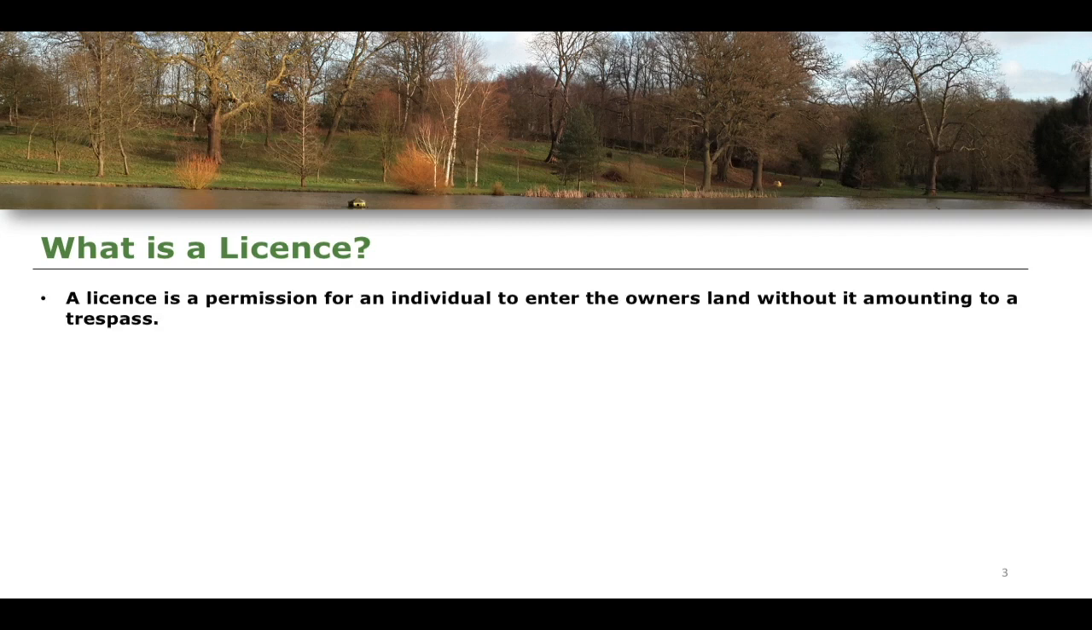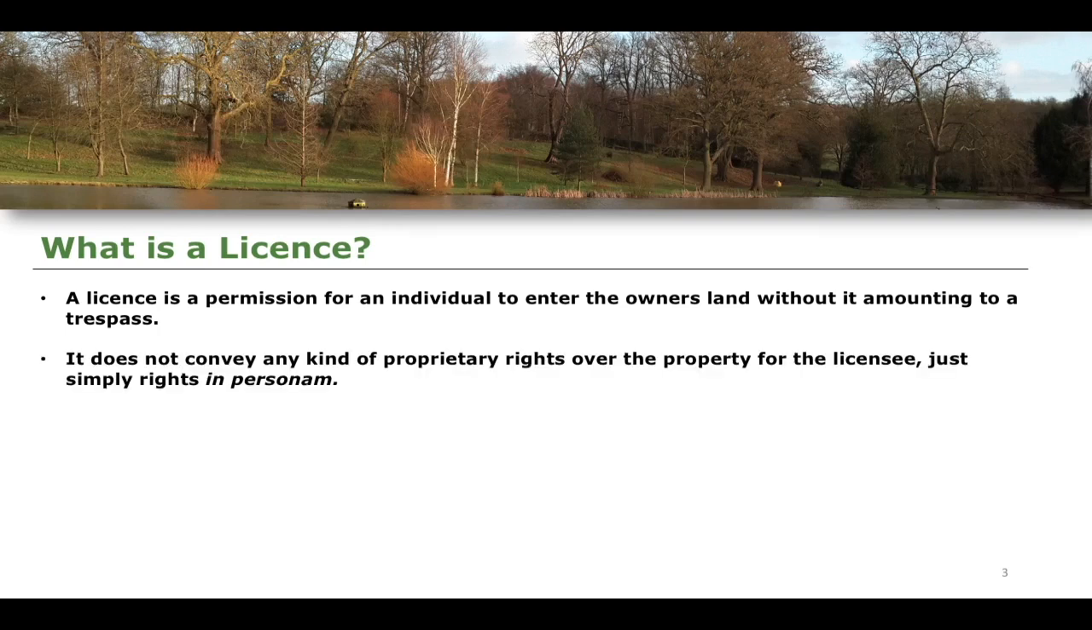So, the first question that I have to ask is, what is a license? A license is simply a permission for an individual to enter the owner's land without it amounting to a trespass. Simple as that. And obviously from that potentially broad and enlightening definition, we can think about all kinds of licenses for all different kinds of things.